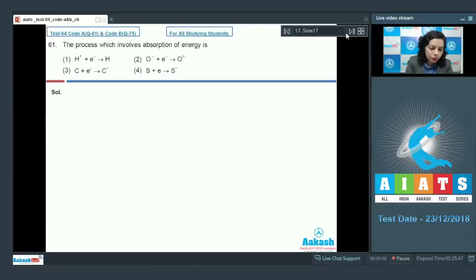Question number 61. The process which involves absorption of energy is... It means they are asking about the process which involves absorption of energy. What type of process is it? This is an endothermic process we are talking about, the process in which heat, energy, is absorbed.